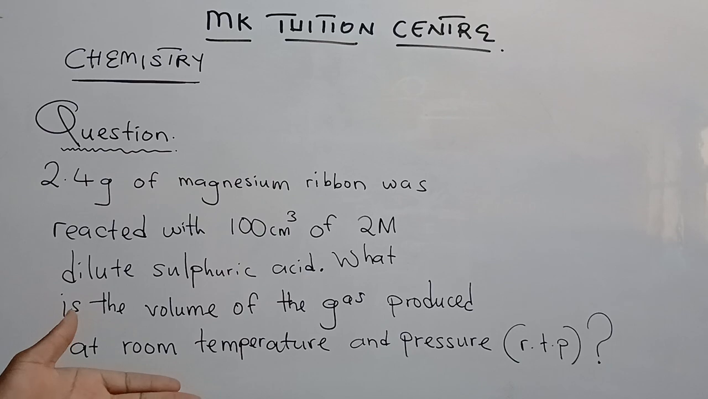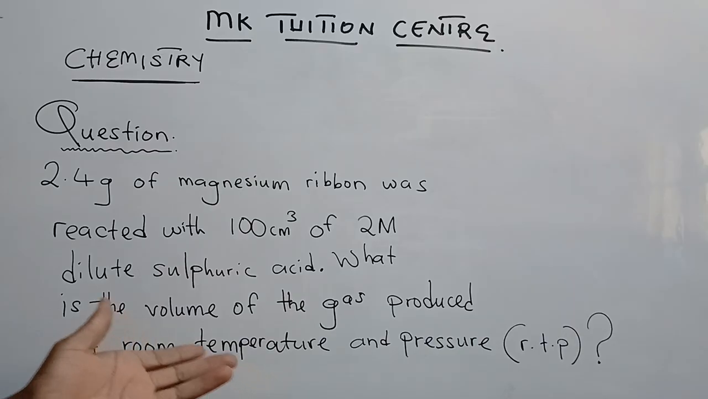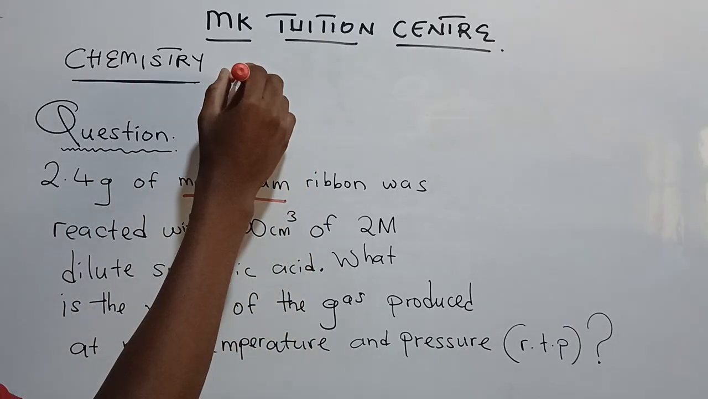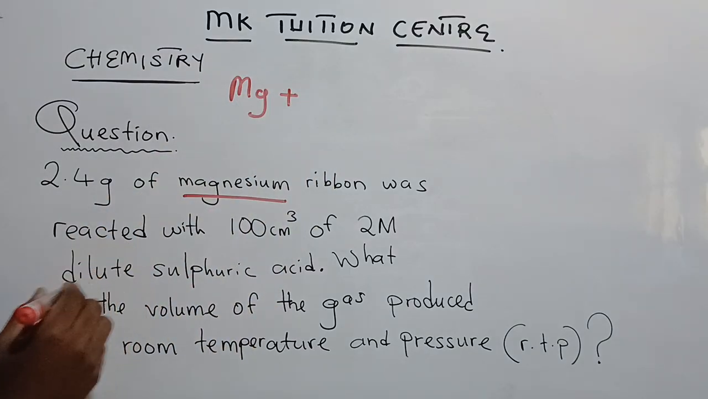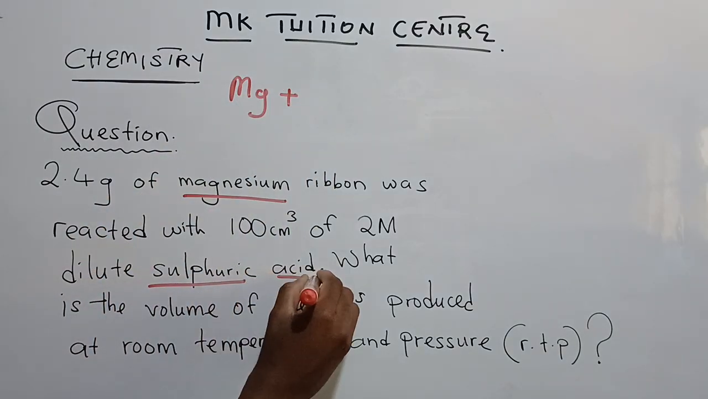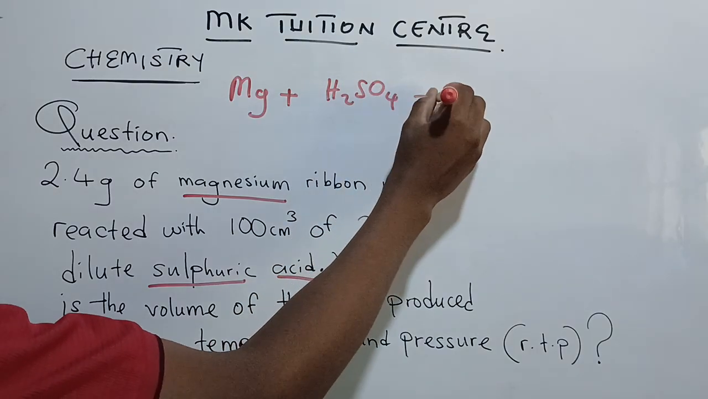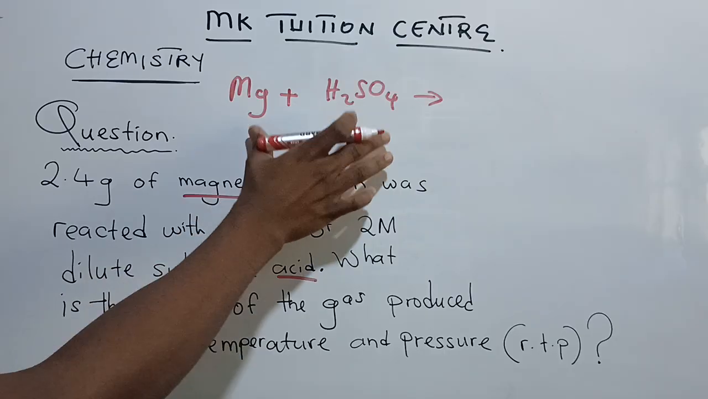So when you have a look at this question here, you might be wondering where this gas is even coming from. Okay, look at this. We have magnesium plus sulfuric acid, which is H2SO4.